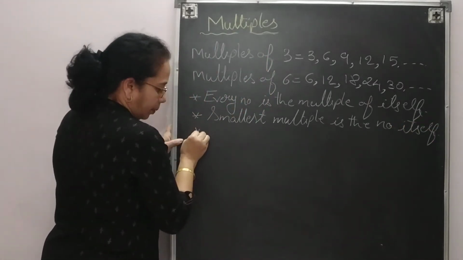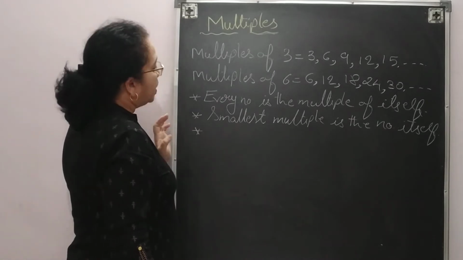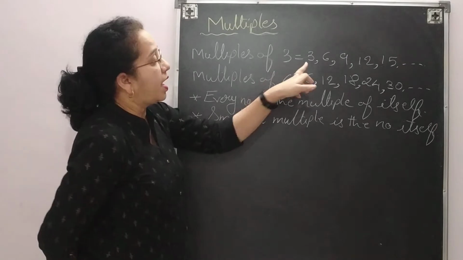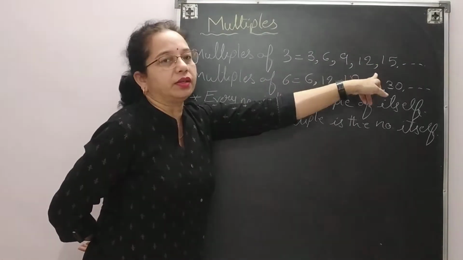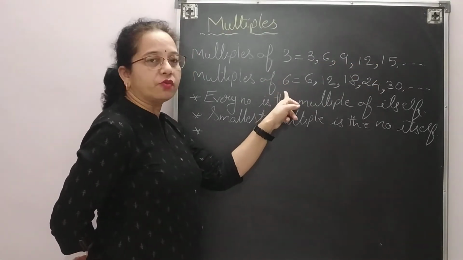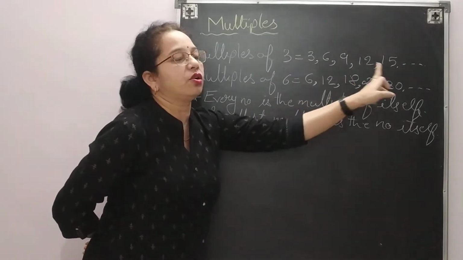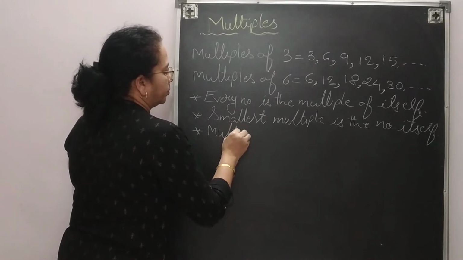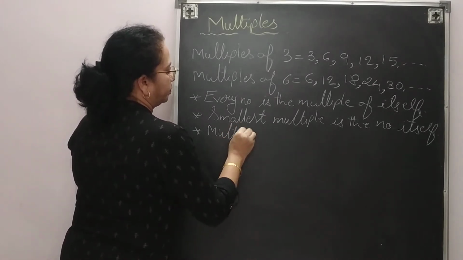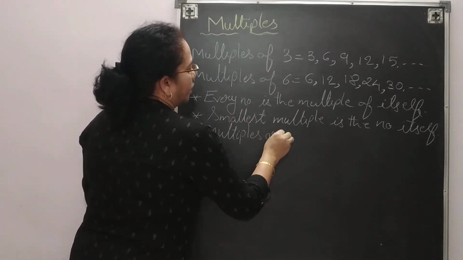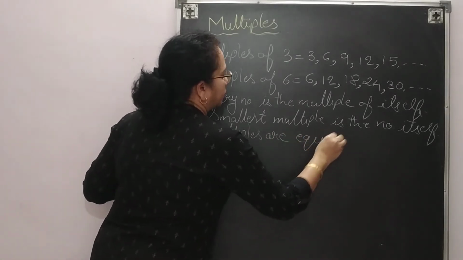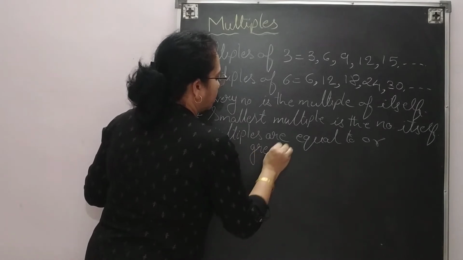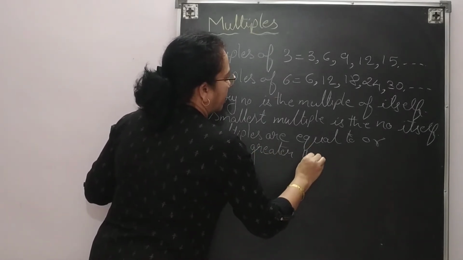Okay. Then the next one is multiples of a number. You can see that all the multiples of 3 are equal to 3 or greater than 3. Multiples of 6 are equal to 6 or greater than 6. So multiples are equal to or greater than the number.